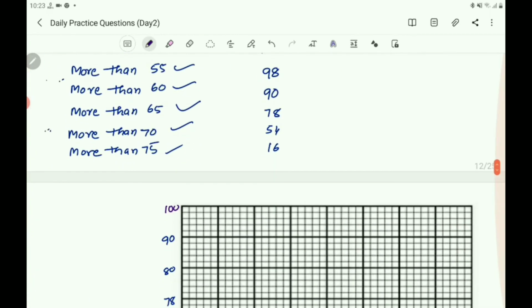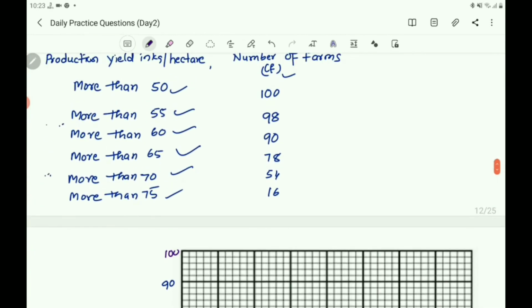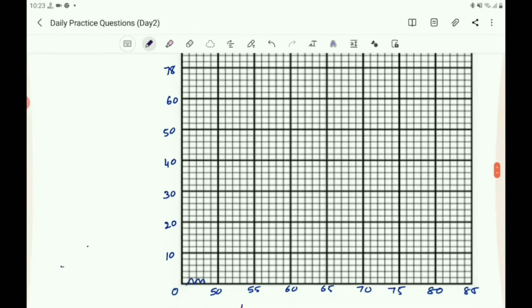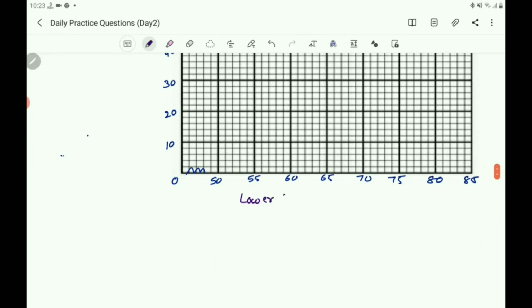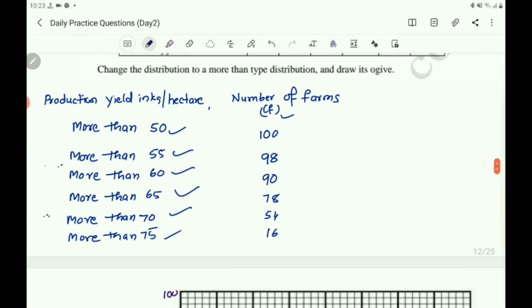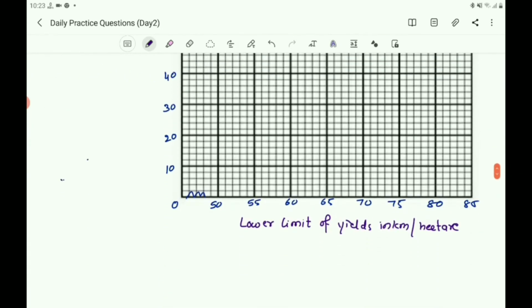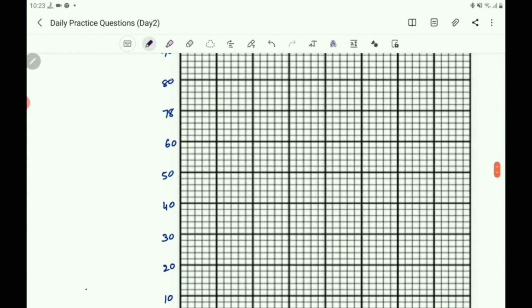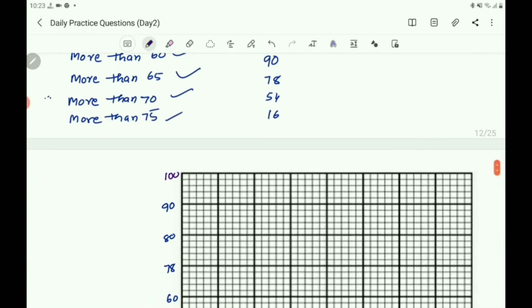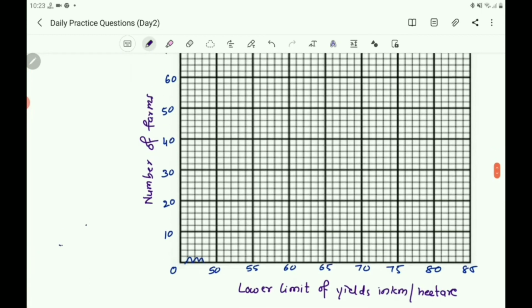Now you write, here we have taken more than, meaning lower limit. Lower limit of what? Lower limit of yields in kg per hectare, and this is the number of farms, that is, actually it is a CF.